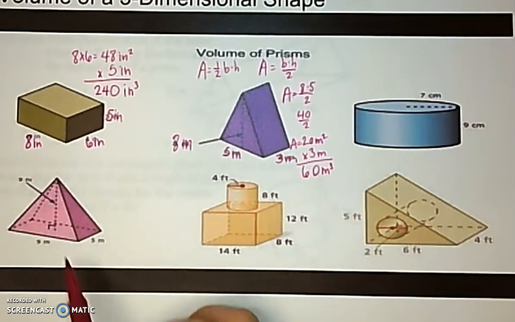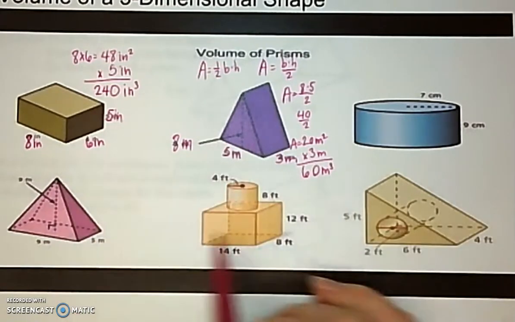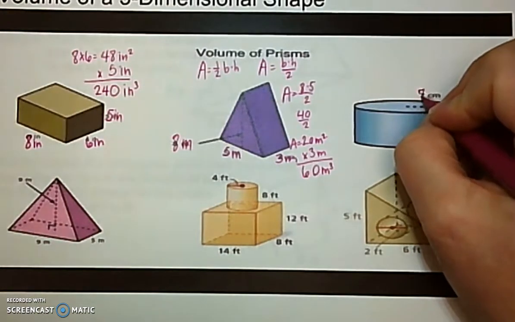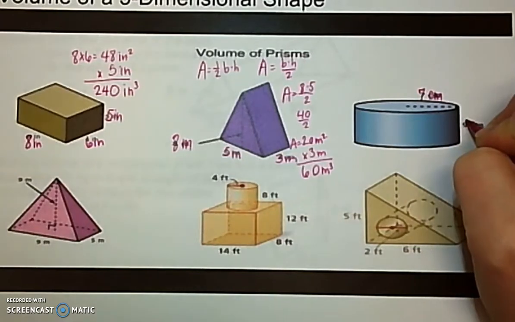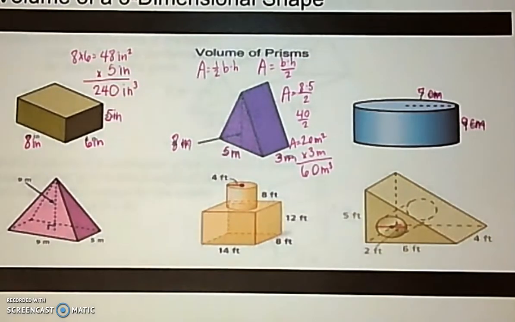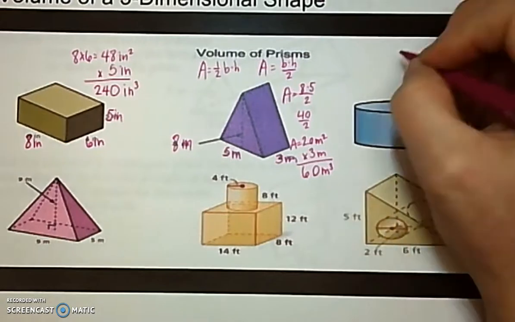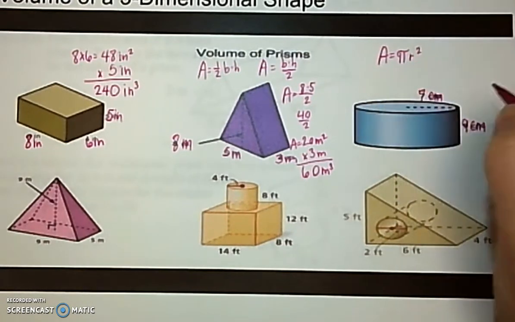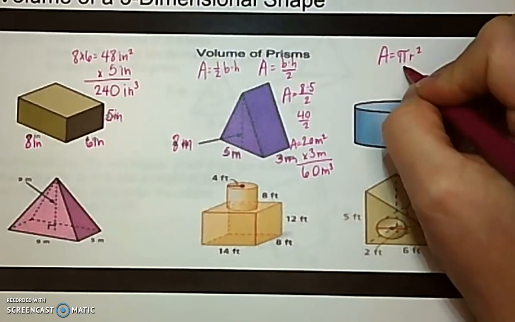Last shape I'm going to do here, and then you'll notice that all of these shapes incorporate the three above. I'm going to do a cylinder. And in order to do that, I need to remember how to find the area of a circle that we talked about earlier in this video. To find the area of a circle, I do pi times the radius squared. And my radius here is 7.